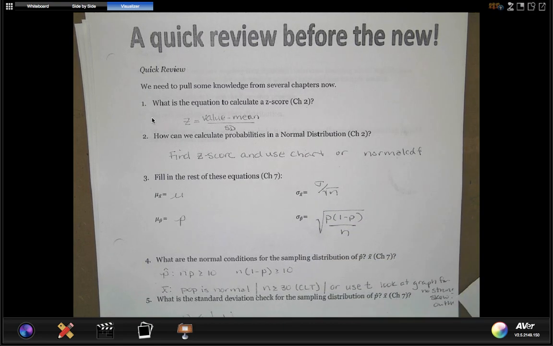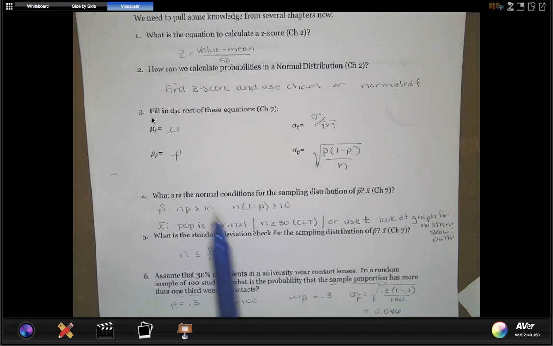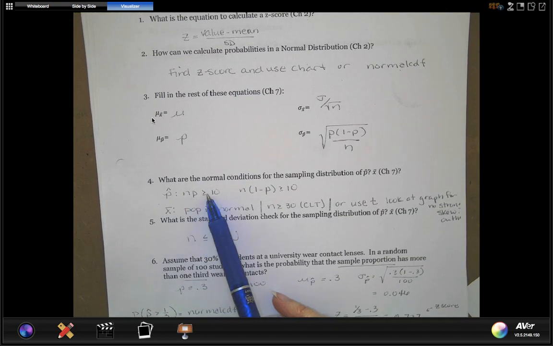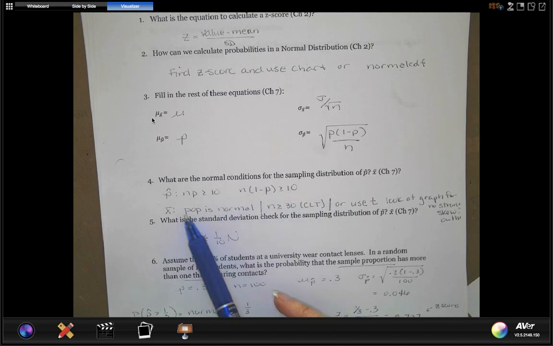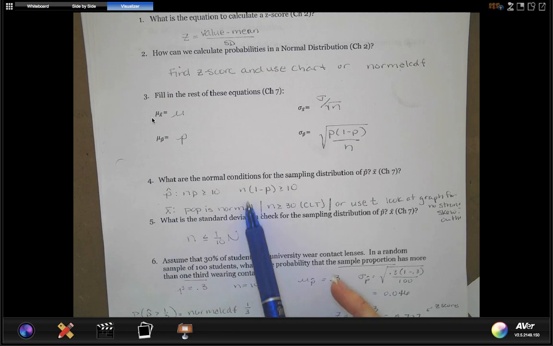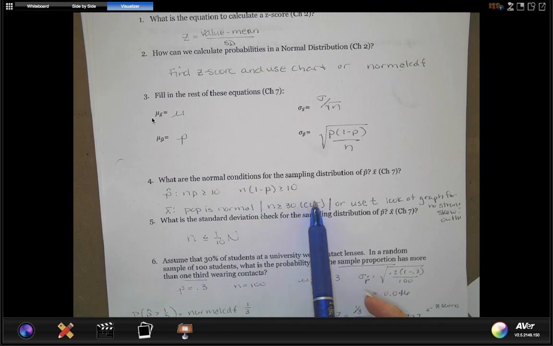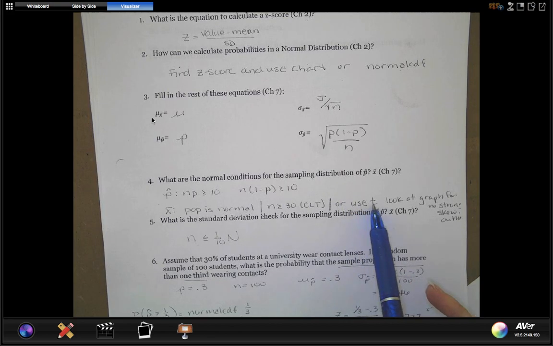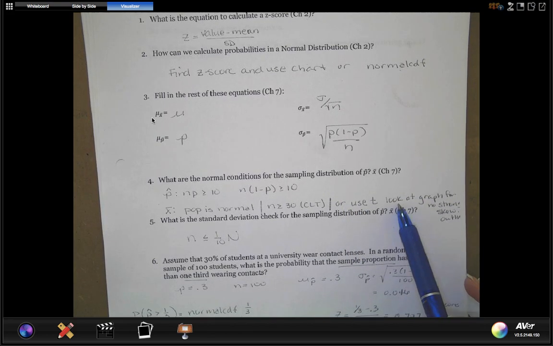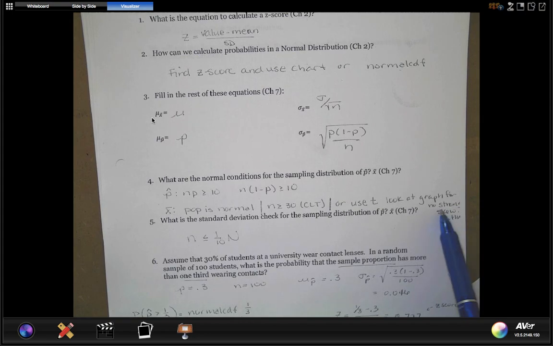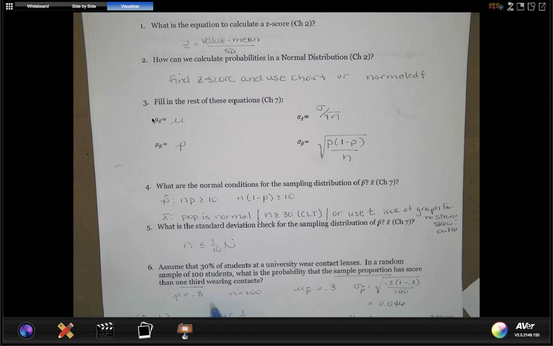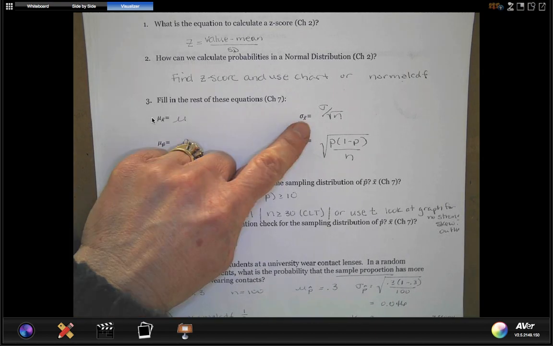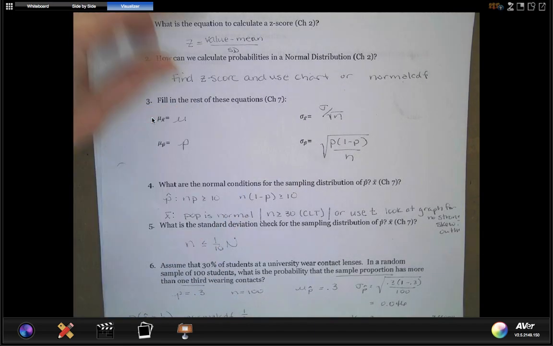We had some normal conditions also back in Chapter 7. When we were talking about p hat, we checked n times p being greater than or equal to 10, and n times 1 minus p being greater than or equal to 10. For x bar, either our population is normal, we could use the central limit theorem, or we can use the t-distribution as we saw back in Chapter 8 to look at a graph for no strong skew or outliers. And then we had our standard deviation check as well, so we just made sure that the sample was less than 1/10 of the population to make sure that we could use those formulas.